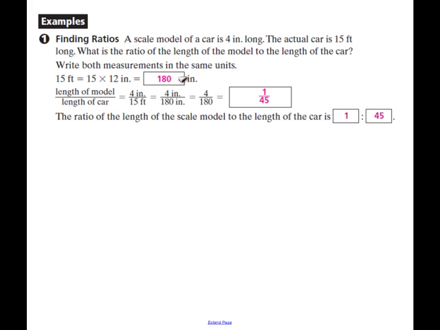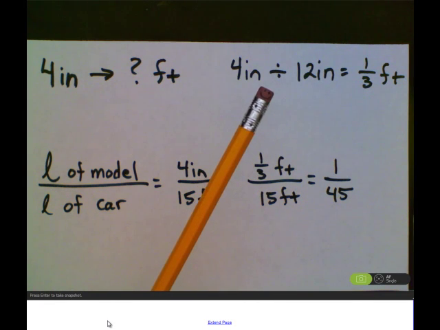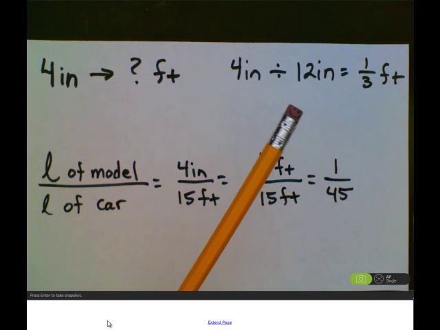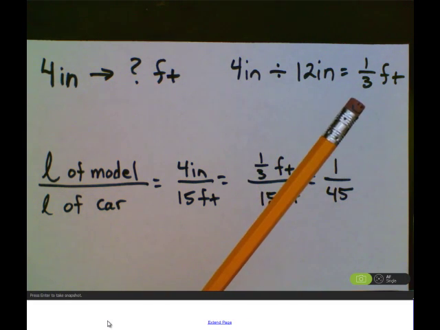Now, the neat thing about this is that, notice they took the number of feet in the original car, and they converted to inches, but we could do it the other way around. So if we look at this calculation, we've got 4 inches, and we're trying to figure out how many feet, so we're going to convert inches to feet instead. Last time, when we were converting feet to inches, we multiplied by 12. This time we're going to take 4 inches, and divide by 12 inches to get 1/3 of a foot. 4 inches is 1/3 of a foot.